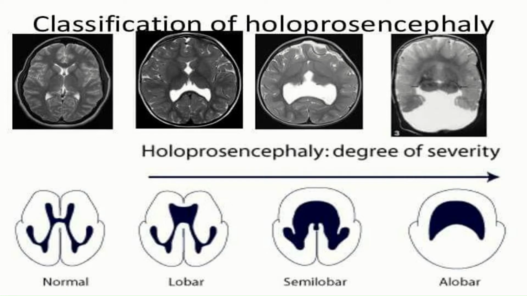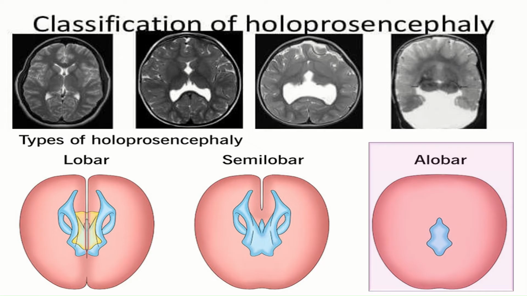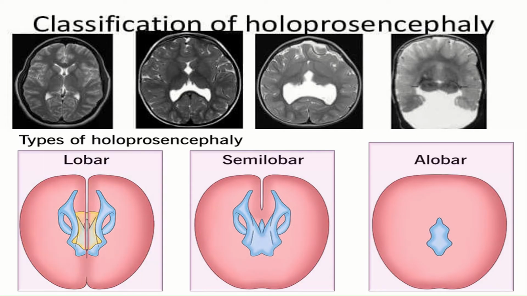These types are alobar, where the brain has not divided at all, and it is the one that is typically associated with the facial features. Another type is the semilobar, where the division of the brain into hemispheres is incomplete. The third one is lobar, in which there is separation of the hemispheres.